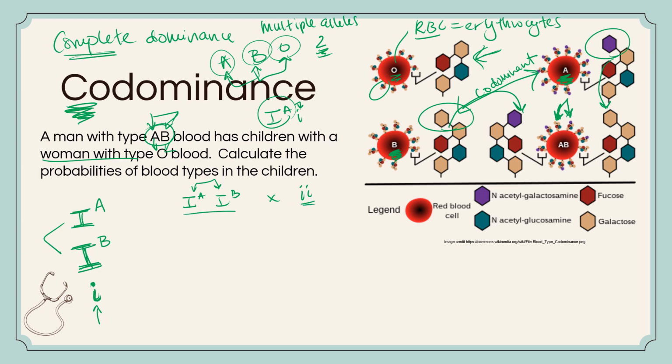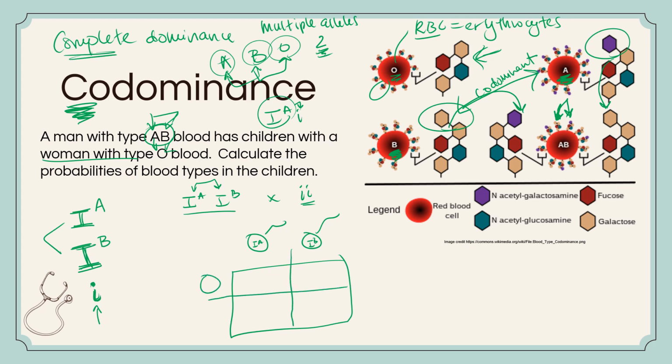This man with type AB blood can make some sperm cells that have the I^A allele. He also makes sperm cells with the I^B allele. The egg cells that mom is going to make, they can be little i or little i. Those are the only options for the egg cells.